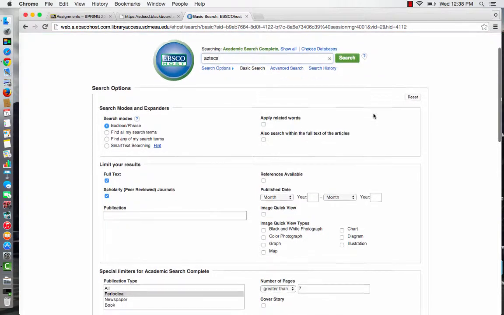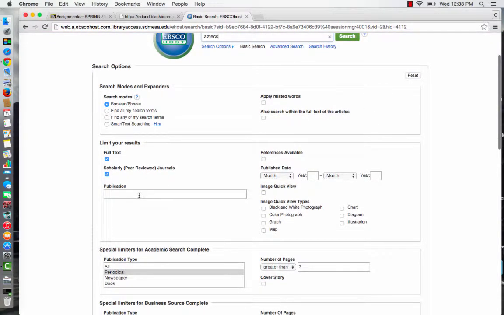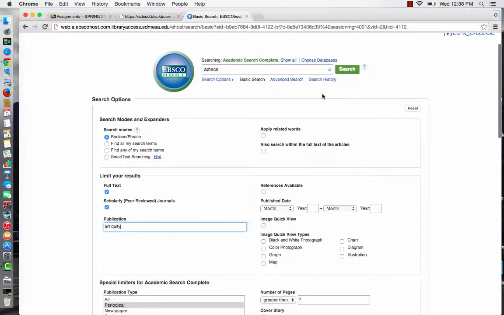Now, what we do is on publication, this tells us what magazine do you want to check? What journal do you want to check? So let's type in Antiquity and see what we can find. So let's click search one more time.